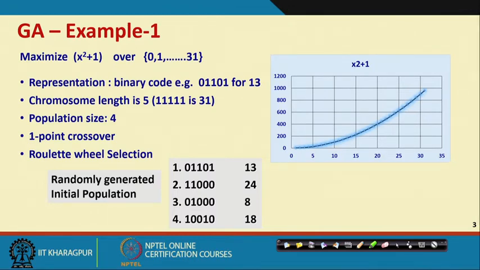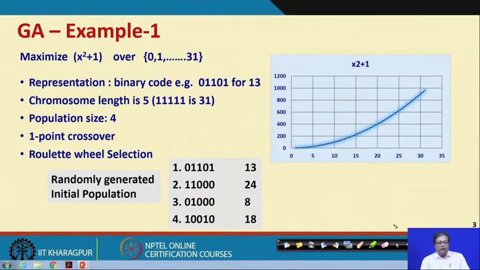Let us start with a simple one, that is, let us say we want to maximize x square plus 1 over a very small range, that is 0 to 31. When you want to do that, we can use, let us say, binary code. Binary code here we need a chromosome length of 5. Why 5? So, chromosome length of 5 is required.